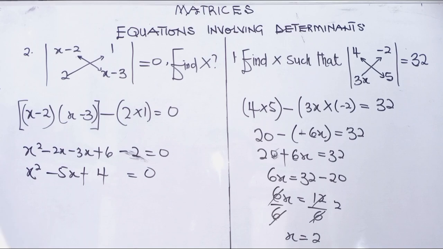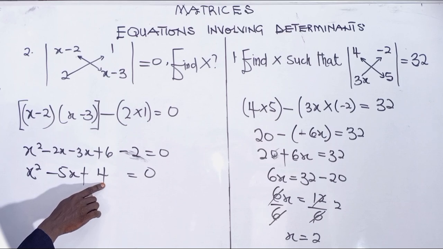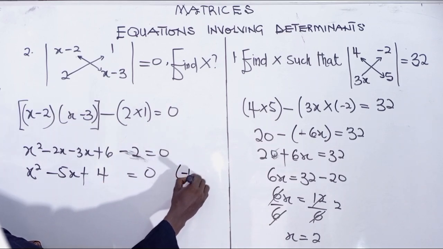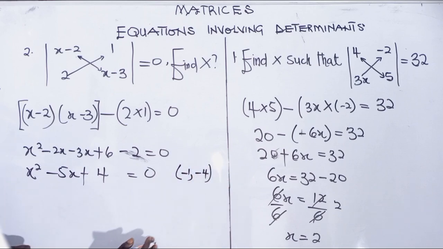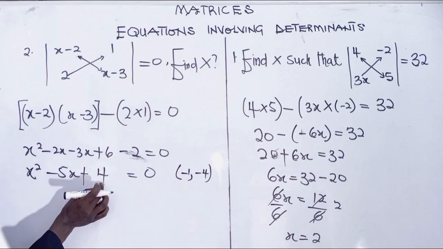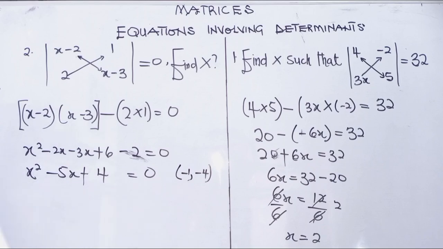Now looking at this, we have a quadratic equation, and we can solve for the value of x using the factorization approach. This means that we are going to look for two numbers that multiply to give 4 and, when we sum them, give us minus 5. These numbers are minus 1 and minus 4. The product of these gives us 4, and the sum gives us minus 5.